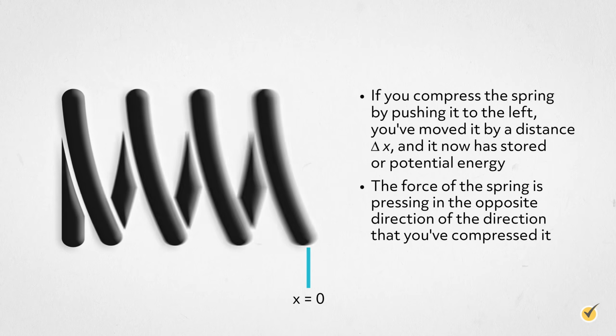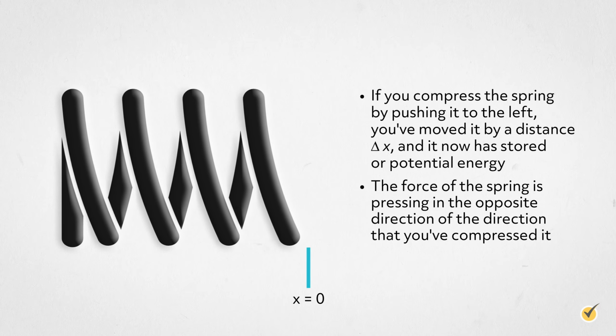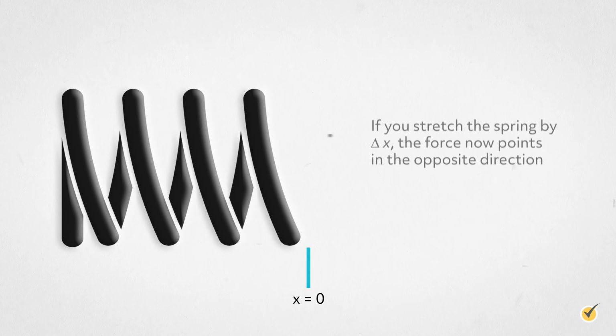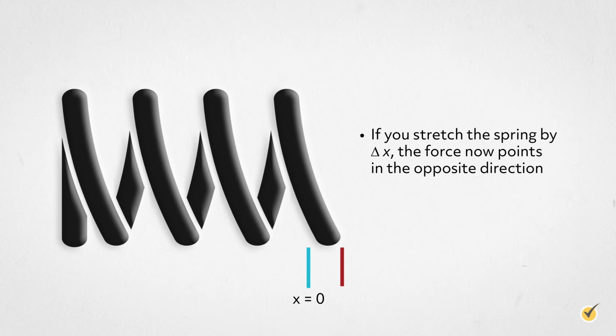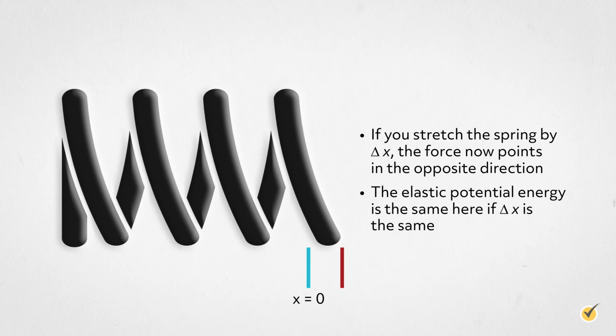The force of the spring is pressing in the opposite direction of the direction that you've compressed it. Conversely, if you stretch the spring by delta x, the force now points in the opposite direction. The elastic potential energy is the same here if delta x is the same.